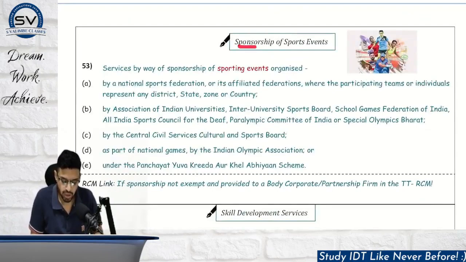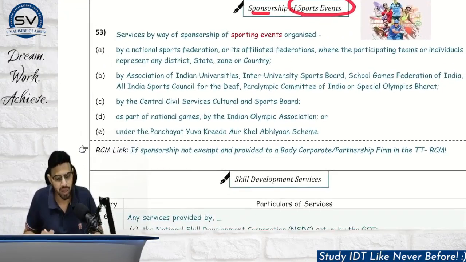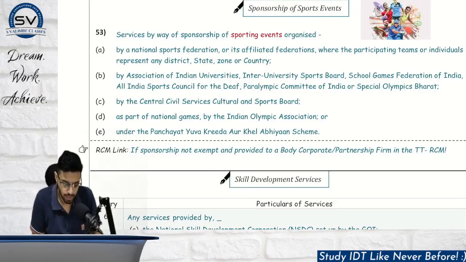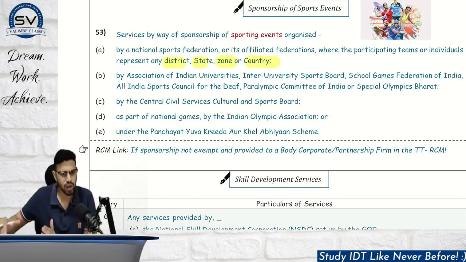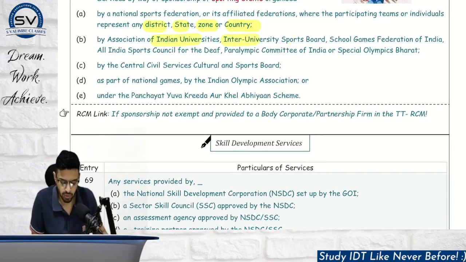Okay. Sponsorship of sports events. Basically, with respect to certain sporting events, there is some exemption. That is, services by way of sponsorship of sporting events organized by these particular bodies. Now, you don't have to learn these things by heart. This will be adequately clear seeing the name. National Sports Federation, affiliated federations where the participating teams or individuals represent any district, state, zone or country. So local level till the state level till the country level, everything is exempt. By Association of Indian Universities, Inter University Sports Board, School Games Federation, All India Sports Council, Paralympic Committee of India, Special Olympics Bharat. So by seeing the names, it will adequately click in exam that these are exempt.